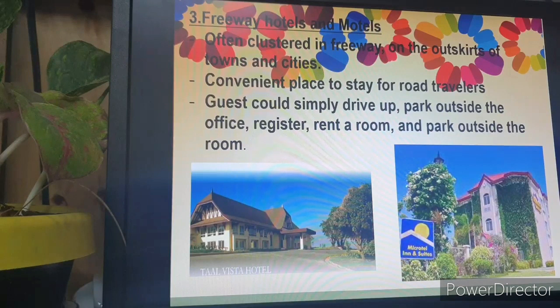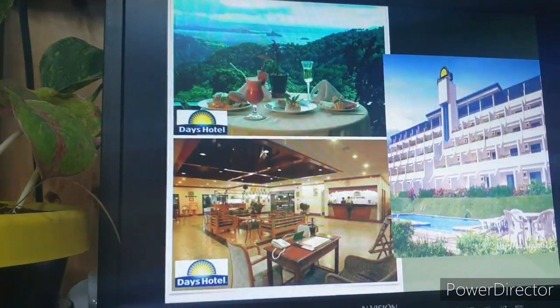So we expect that freeway hotels and motels refer to a lodging establishment that caters to travelers with automobiles and provides self-service parking on premises. That's why motel came from motorist hotel. So we have an example here. We have Taal Vista Hotel, located at Tagaytay. Micro Hotel Inn and Suites, same, located at Tagaytay. Days Hotel, same in Tagaytay.